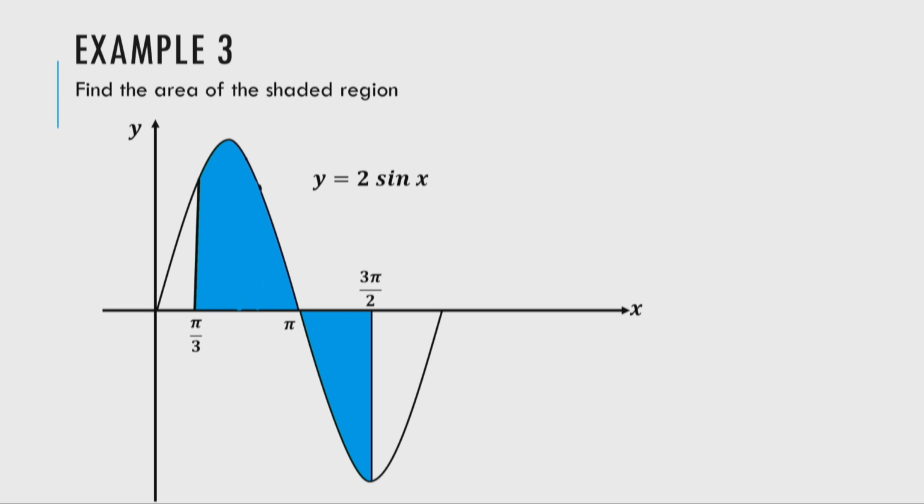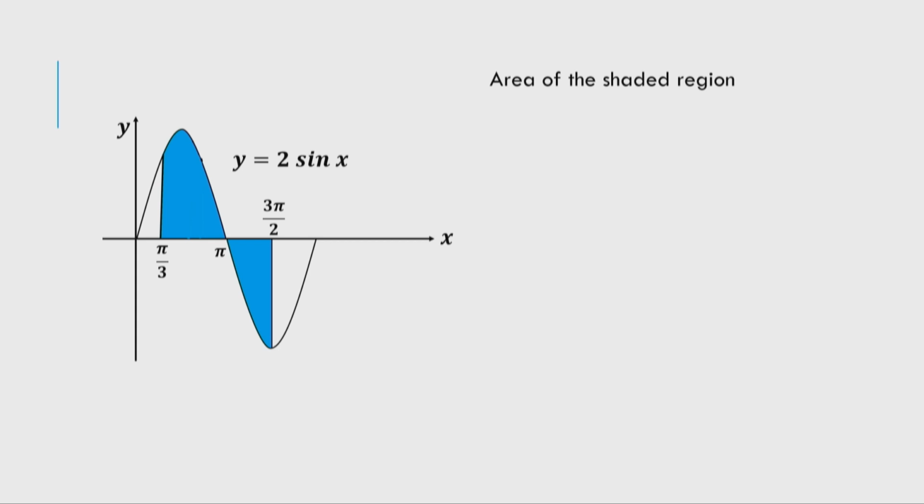Example 3. Find the area of the shaded region. The required region consists of a section above the x-axis and a section below the x-axis. To evaluate this area, we need to consider each section separately. The area of the shaded region will be as follows: the integral of 2 sin x with respect to x from pi by 3 to pi, plus the modulus of the integral of 2 sin x dx between the limits pi and 3 pi by 2.